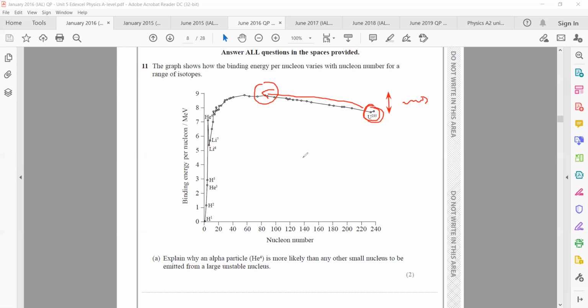Because here, binding energy per nucleon means the energy divided by the number of nucleons. So the number of nucleons is decreasing, that's why the binding energy per nucleon increases, and the difference between them shows how much energy will be released.